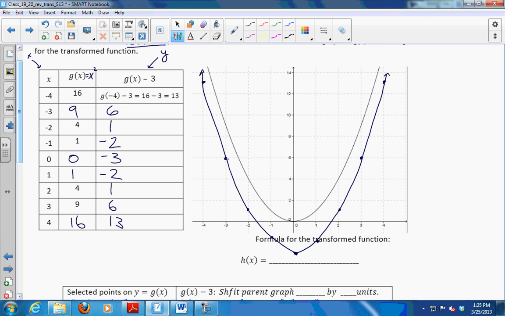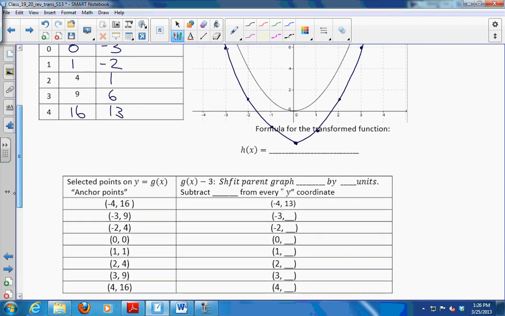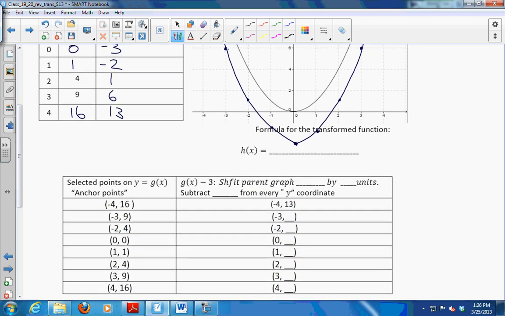And it looks like I got a vertical shift down by 3 units. So my formula h of x, for my transformed function, that's g of x minus 3. That's my transformation. I took g of x and subtracted 3. But g of x really has a formula. What is the formula for g of x? X squared. So this is the formula for my transformed function, x squared minus 3.